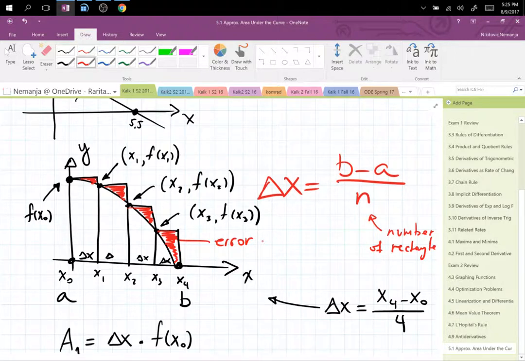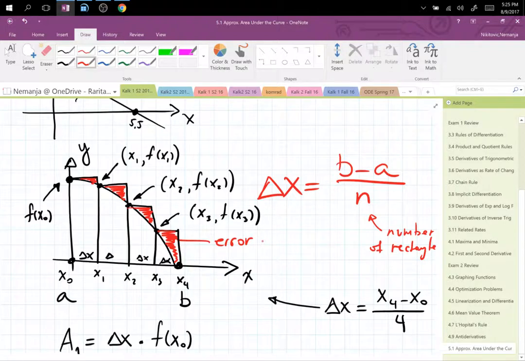Is there a simple way to get rid of the error? Because it seems like that error adds up to be a fair amount of area. Oh yes, that's the next step. So we are going to compute the area here, and we are going to actually know that the true area is less because we have all of this extra error there. Now the question is, can we do better?